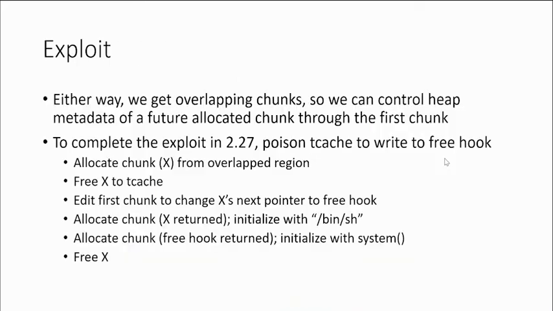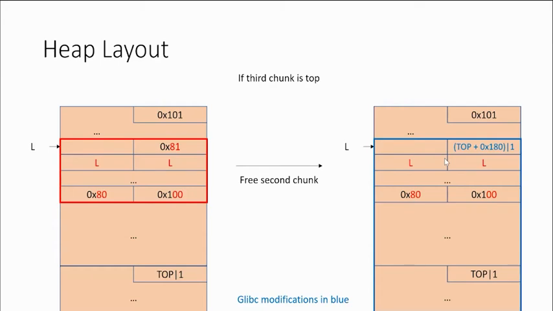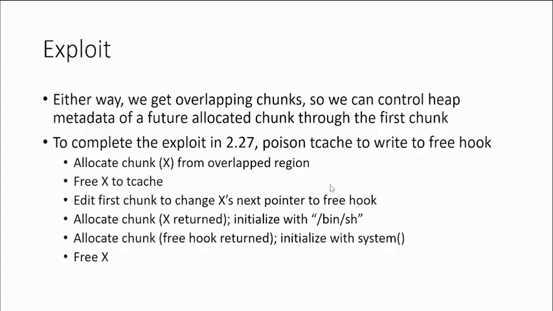And in 2.27, actually, there are no checks on how many chunks are in the Tcache, which is kind of bad, right? Because as long as the next pointer is not null, the allocator thinks that there's still more data in the Tcache. So if we write free hook to this freed Tcache chunk, and then we allocate, the Tcache will now have the free hook here. If we allocate again, we're going to get a chunk that's situated at the free hook. And then there we can just write system, and then we can free a chunk that has bin sh in it to get the shell.